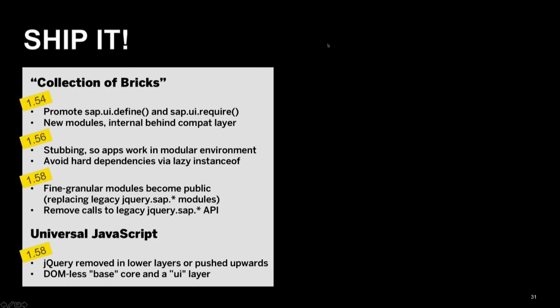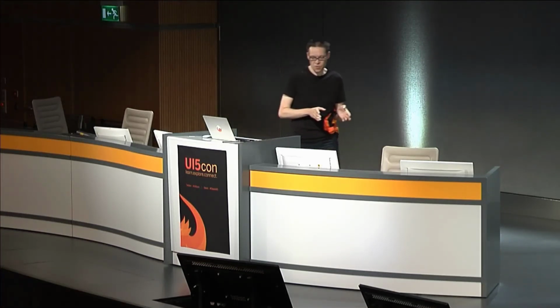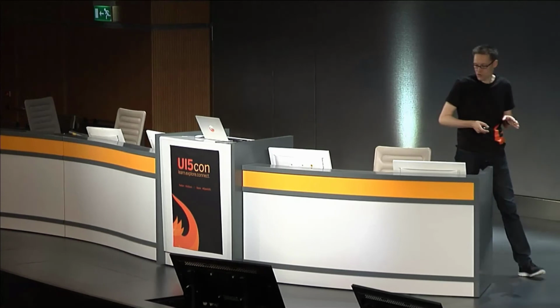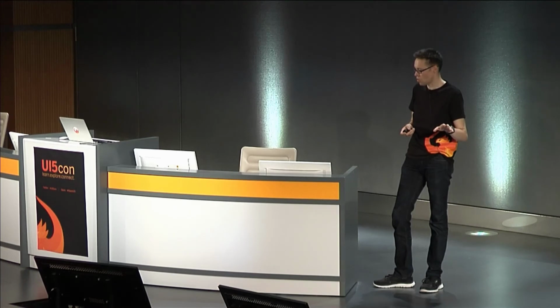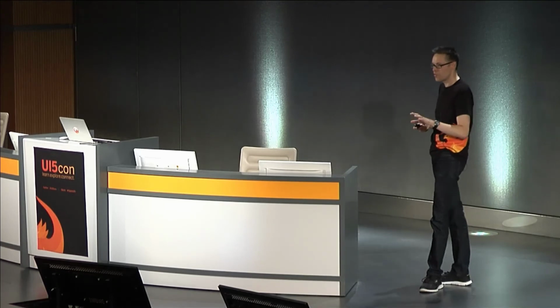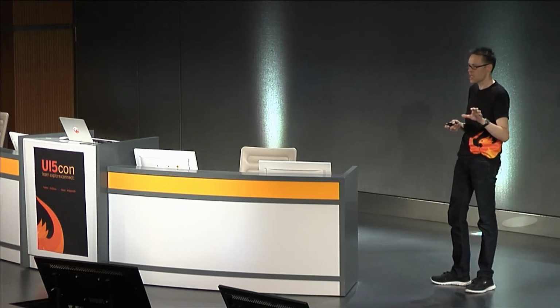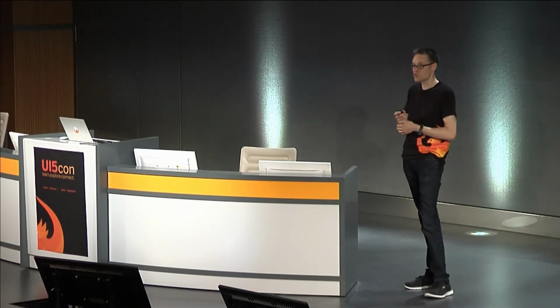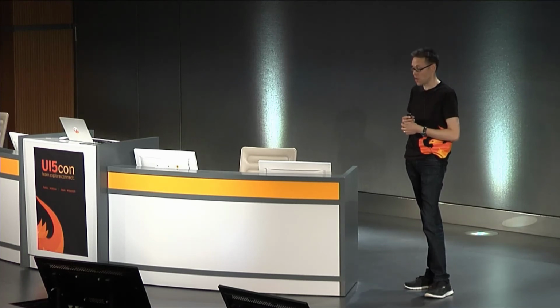So let's wrap it up. So what did we already ship, and that you should really know, right? So first with 154, we promoted to use SAP UI define and require and deprecated the other ones already. We have the new internal modules. To be fair, that's just the jQuery.sap part, but the modularization efforts will continue and get to other larger modules in the framework as well.